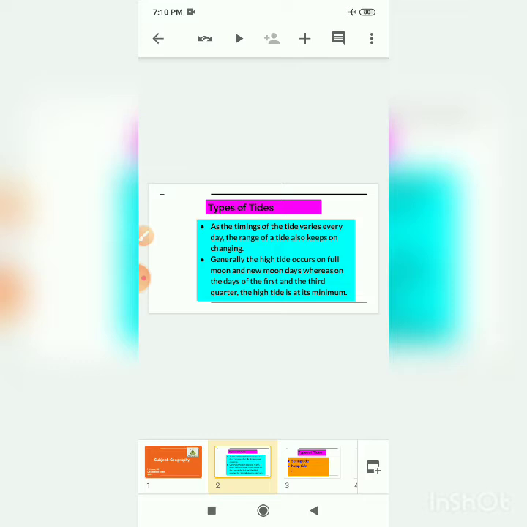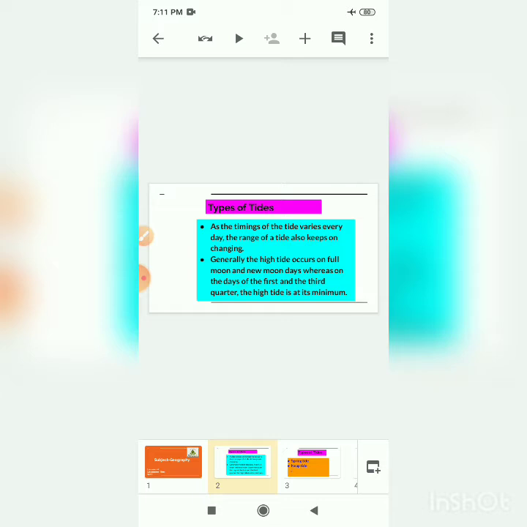As the timings of the tide vary every day, the range of a tide also keeps on changing. So what happens, students? As the timings of the tide vary, that means it is not at the same time every day. Because it is not at the same time every day, the range of a tide also keeps on changing. Generally, the high tide occurs on full moon and new moon days, whereas on the days of the first and third quarter, the high tide is at its minimum.